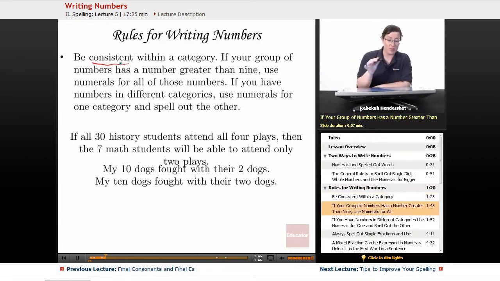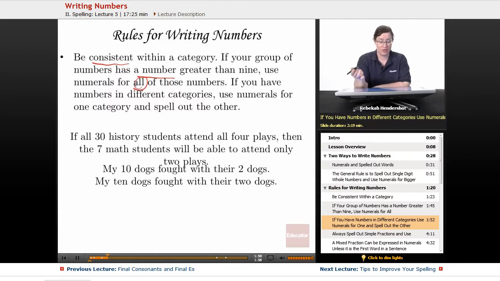If your group of numbers has a number greater than 9, use numerals for all of those numbers. If you have numbers in different categories, and we'll talk about that in a minute, use numerals for one category and spell out the other. So, for example, if all 30 history students attend all four plays, then the 7 math students will be able to attend only two plays.